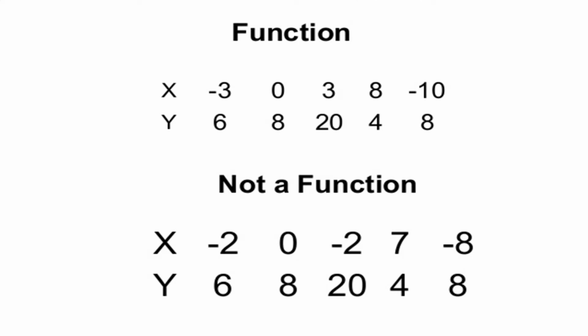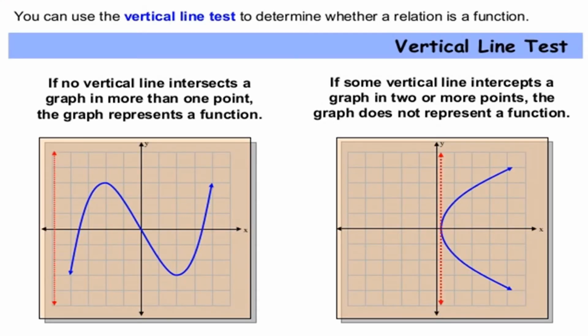Okay, by table naman, so ito-check lang natin yung nasa taas, yung ating domain, yung ating x. So, negative 3, 0, 3, 8, negative 10. So, walang umulit, kaya function. Sa pangalawa, as we can see, si negative 2, umulit po siya dalawang beses, kaya not function. Okay, what if naka-graph po siya, no? Naka-represent siya by using graph.